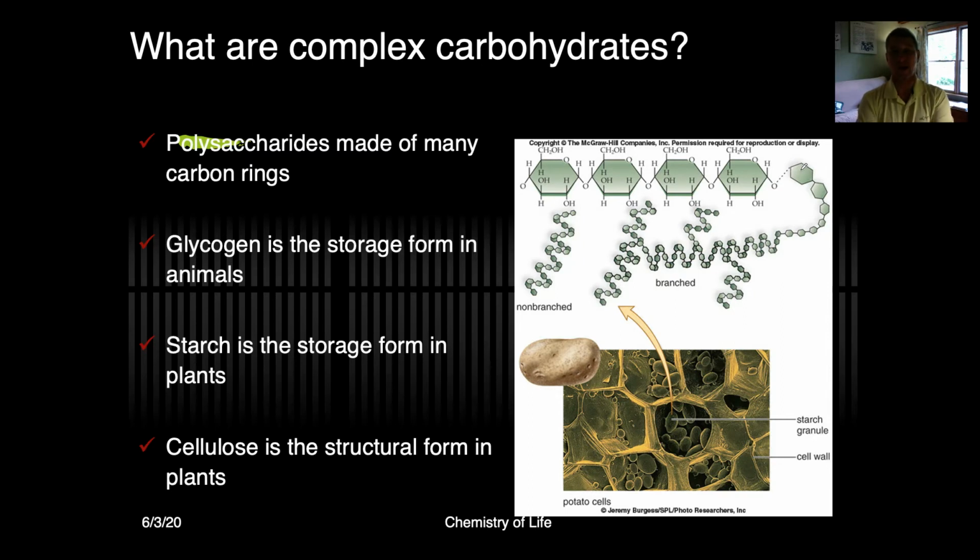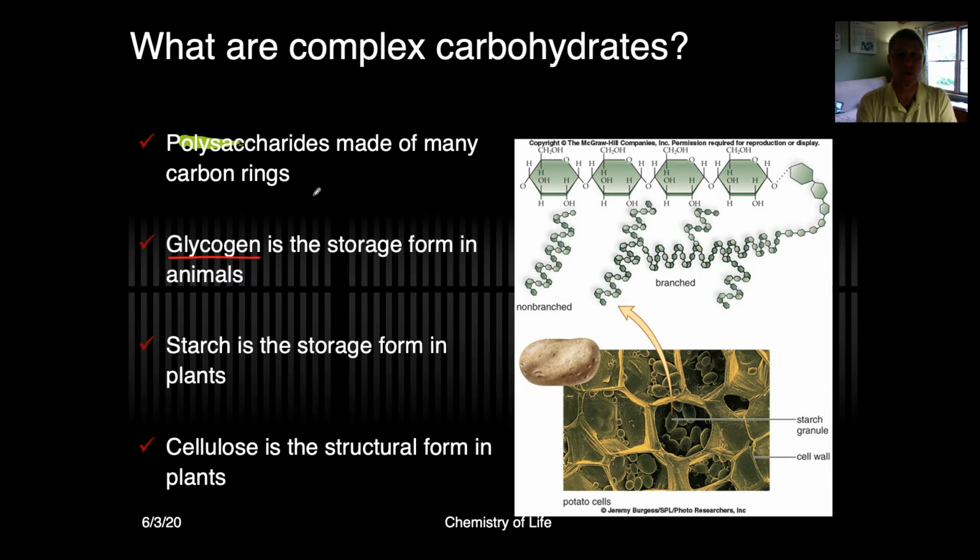So a polysaccharide is a many-sugared molecule, and so it's made of many different carbon rings. There are 3 forms of polysaccharides that I want you to know about, but there are many, many others as well. The most important one for animals is the storage molecule glycogen. When we store sugar, we generally store it in our livers, and we take a bunch of glucose molecules, bond them together by dehydration synthesis, and store them in the liver in the form of glycogen.